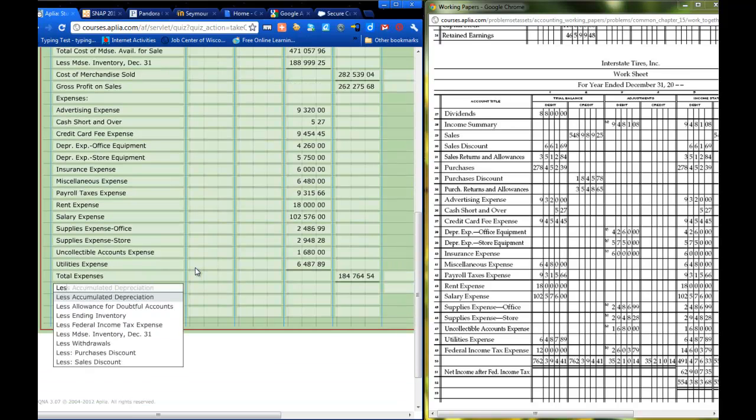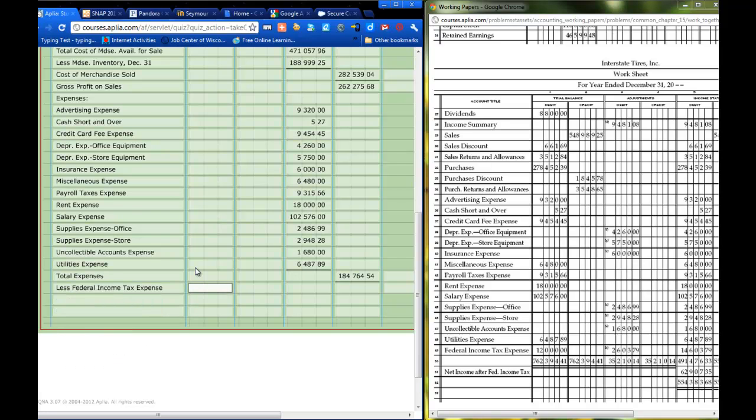Now, from that, I'm going to subtract last my federal income tax expense. Oh, wait, totally missed a line. I need to put in my net income before federal income tax. What I have up at the top is my gross profit on sales, the $262,275.68. Here I have my expenses from just operating my business. I'm going to subtract the two, and that is going to give me my net income before my federal income tax. So it really shows me how much profit my business made without accounting for any taxes I need to pay to the government. So I'm going to subtract those two numbers, and it's going to give me $77,511.14.